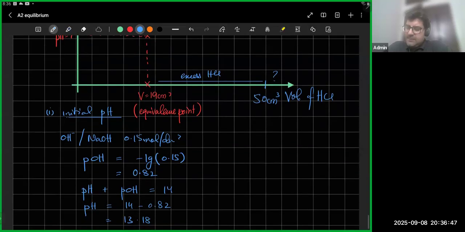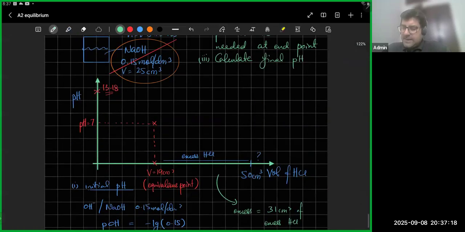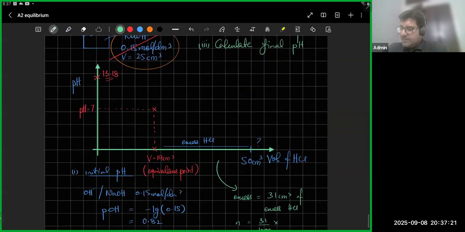So how much excess HCl are we adding? If I don't stop at 19 and I keep adding, that means I'm adding excess HCl, which should be 50 minus 19, so 31 cm cube of excess HCl, right? And I know the concentration of that HCl, so that's 31 divided by 1,000 times the HCl concentration that we are adding from the top, that's 0.2 mole per dm cube.